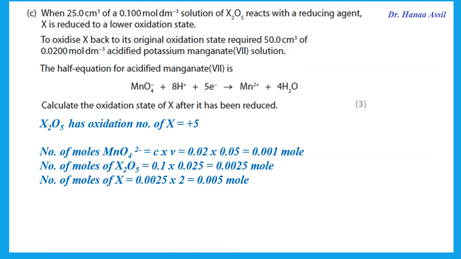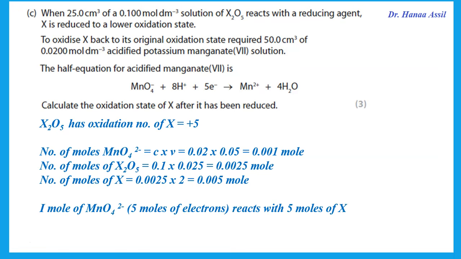So now I have the number of moles of X and the number of moles of the manganate that reacts with it, and obviously 1 mole of the manganate reacts with 5 moles of X. If we divide through by 0.001, this means 1 mole of manganate, and you should realize that 1 mole of manganate has 5 moles of electrons. It reacts with 5 moles of X, and that means if we have 1 mole of manganate, it reduces the oxidation number of X by 1, so from +5 to +4.